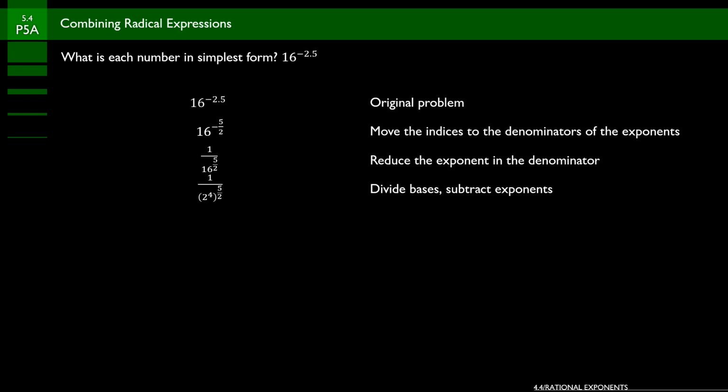Or we could take the 4 and the 2 and reduce those. The 2 goes away, the 4 becomes a 2. 2 times 5 is 10. So either way you want to do it, we end up with 1 over 2 to the 10th. 2 to the 10th is 1024. So the solution is 1 over 1024.